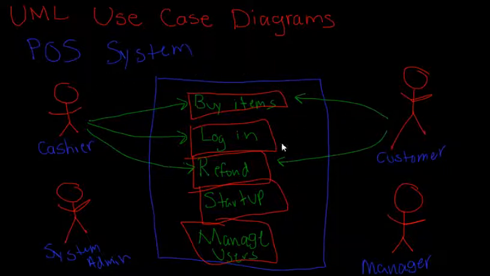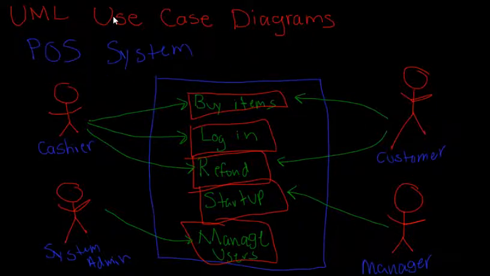It's just good salesmanship, I suppose. And then our system administrator is the one that needs to be able to manage the users. So they'll manage the cashiers and the managers, and I assume perhaps the customers, but I don't know why they would need to do that. But if that's the goal of this point of sale system, it definitely could. Then the store managers need to be able to start the store. So what does this use case diagram tell us?